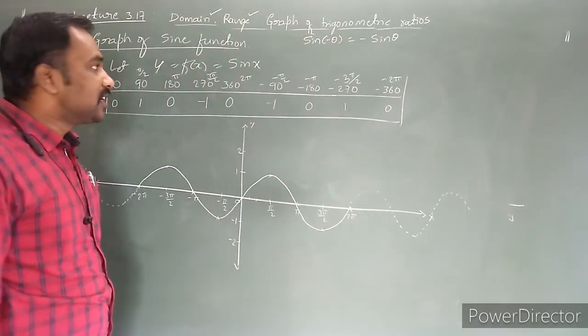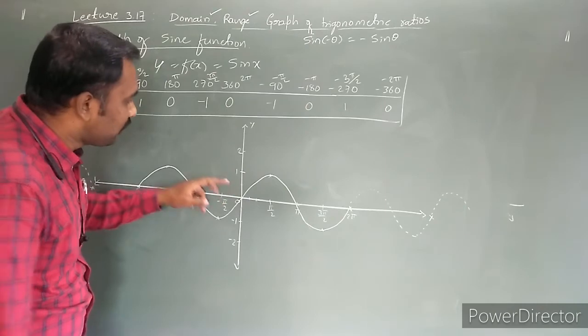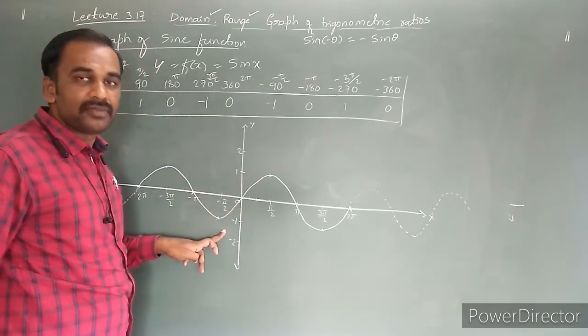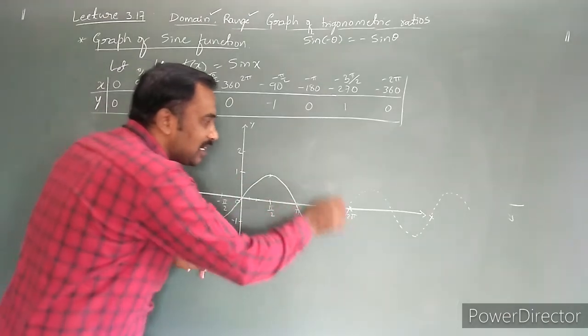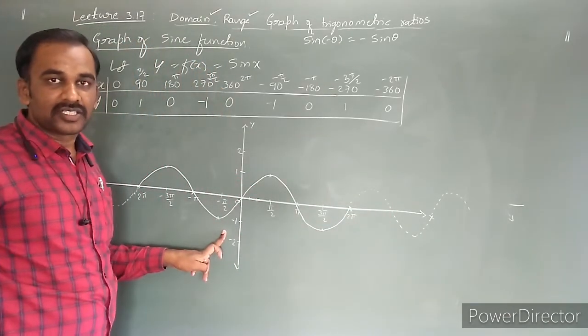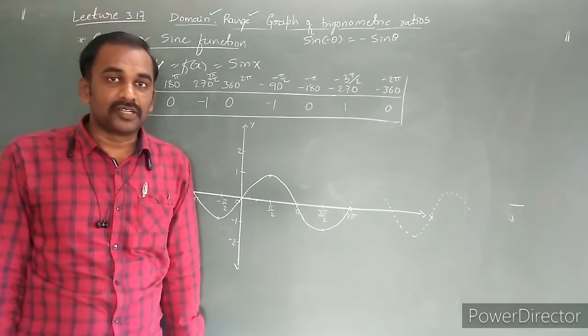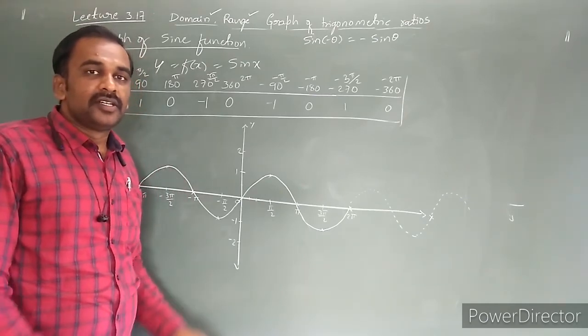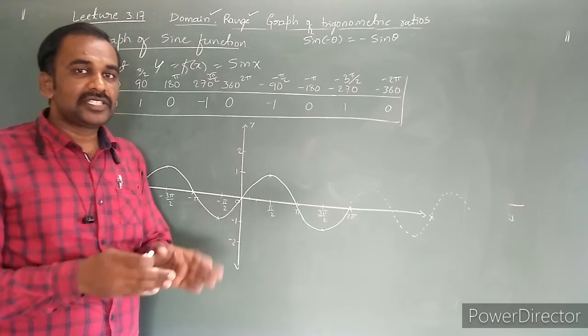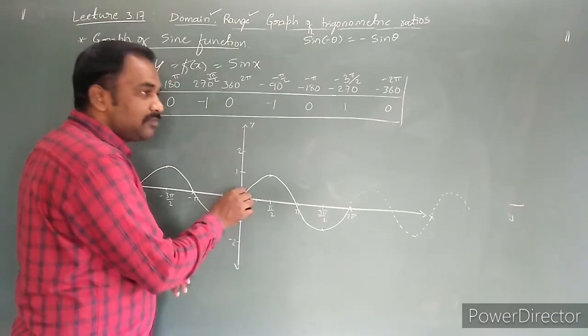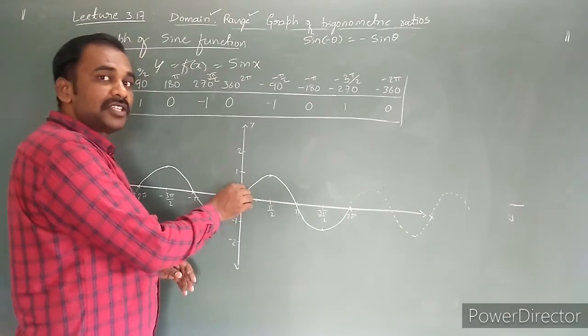Next, the range. Range is nothing but the y values. What y values are you getting? Maximum is +1, minimum is −1. In between +1 and −1 only, the values oscillate. Next, it is a periodic function. What is a periodic function? A function which repeats its value after a definite interval. The sine function repeats its value after 360 degrees.